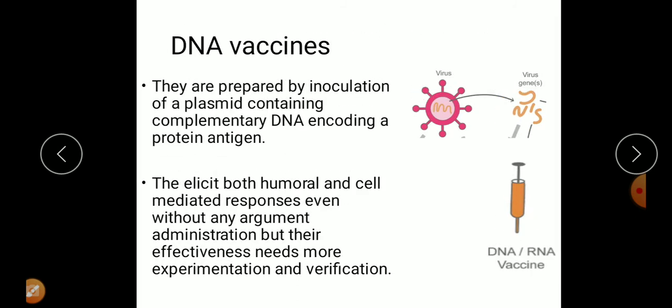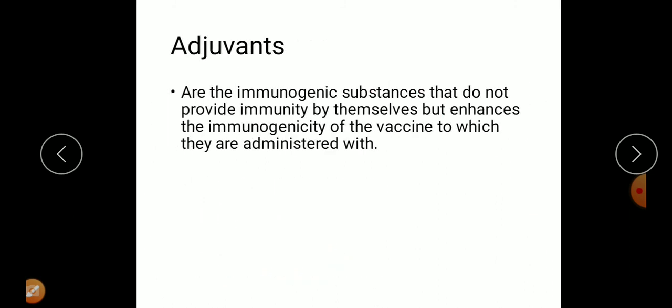Next is the DNA vaccine. They are prepared by isolating the DNA and injecting the DNA or RNA. They contain plasmid DNA. They elicit both humoral and cell-mediated immune responses without any adjuvant administration, but their effectiveness needs more experimentation and verification.